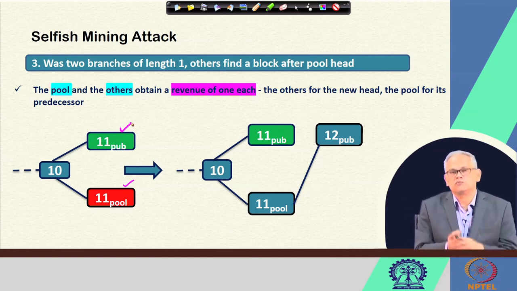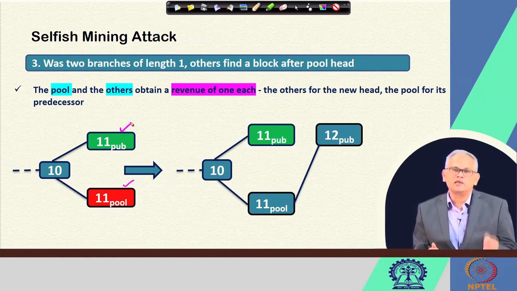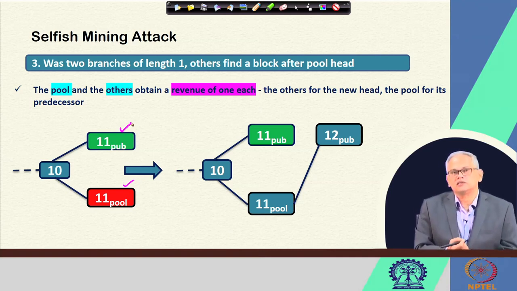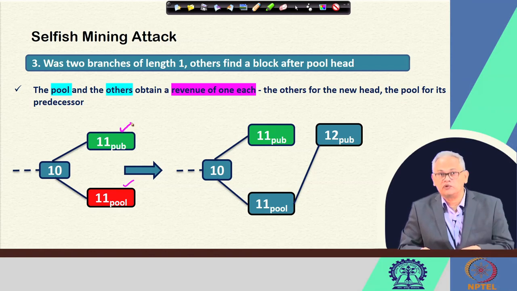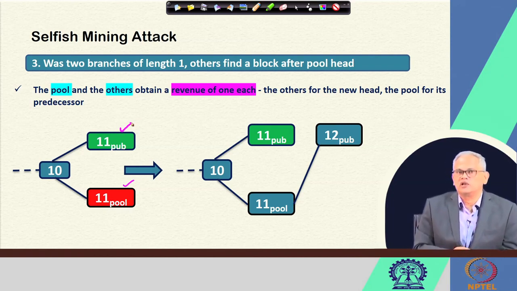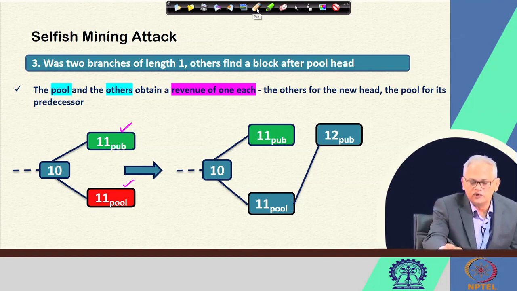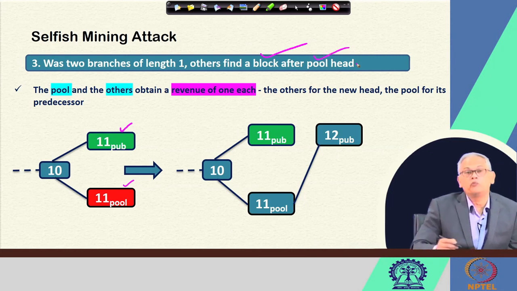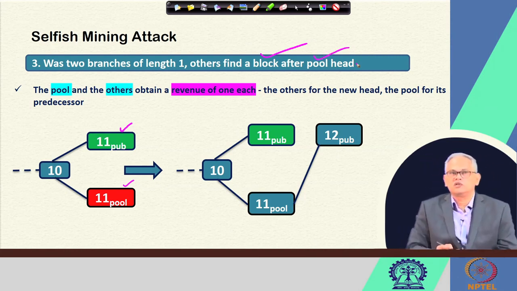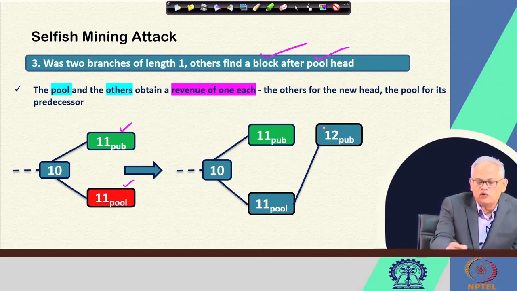They see that 2 such blocks were added, there was a fork after 10, 11 pub and 11 pool, whatever names we give, and then they will be trying to add the next block, some of them after 11 pub and some after 11 pool. Remember, the attacker will know that it will not try to add after 11 pub. So, the attacker will be trying to add after 11 pool, but people will be divided, some adding after 11 pool, some adding after 11 pub. And in this example, what we are saying is that the others find a block after the pool head, meaning the attacker's block, which was 11 pool. Remember that it has been found by others.